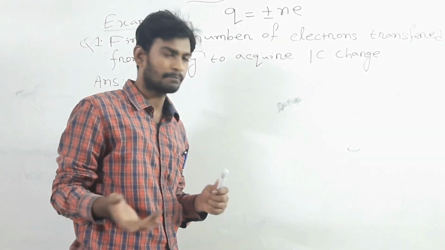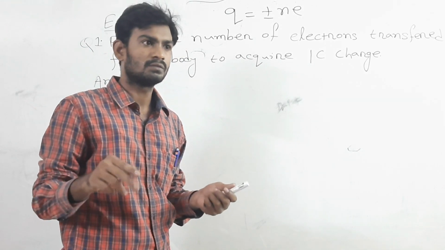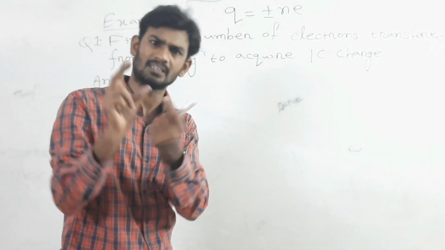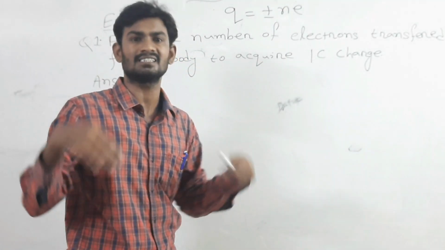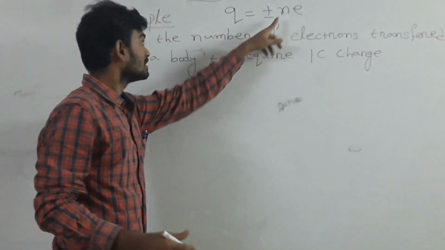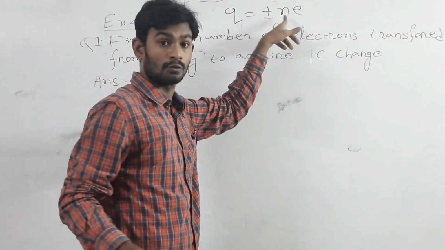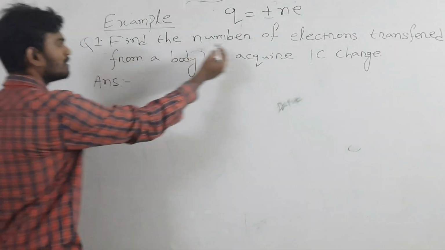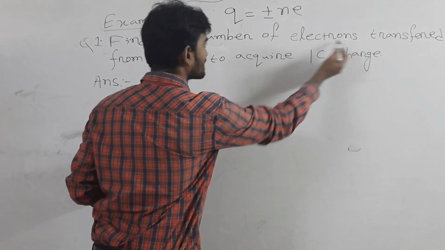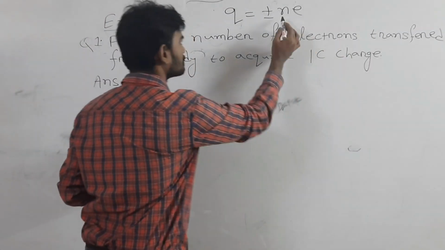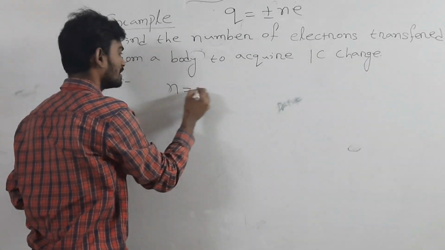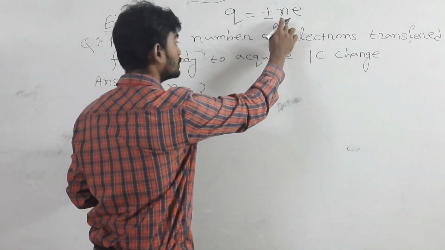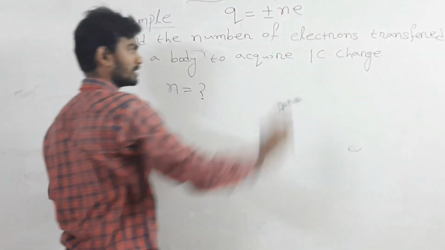Suppose I am saying there are 1.5 electrons in this object, then what does that mean? It will be either 1 or 2. 1.5 makes no sense. So it must be a whole number, not a decimal number. Here we have to find the number of electrons, means n. I have told you n means the number of electrons or protons.